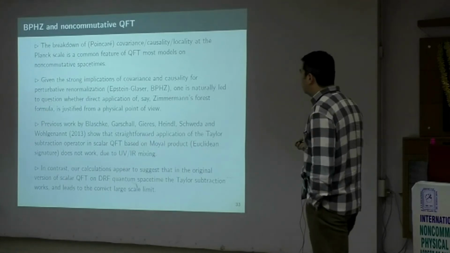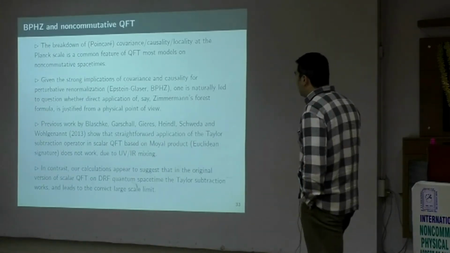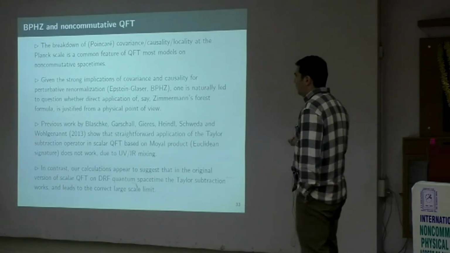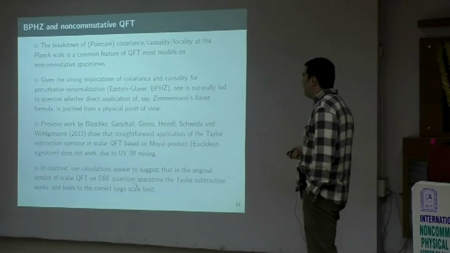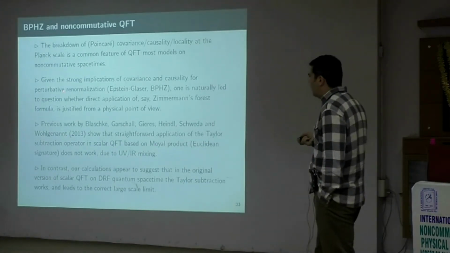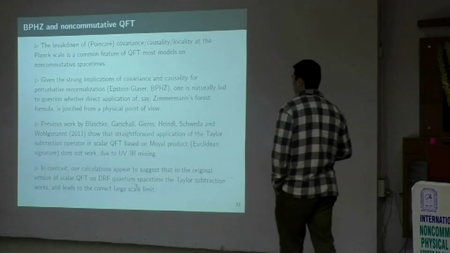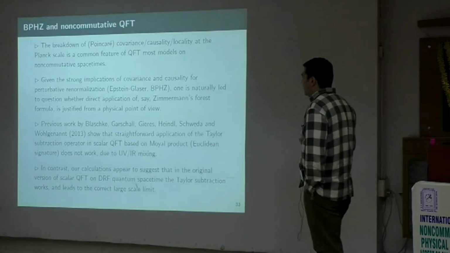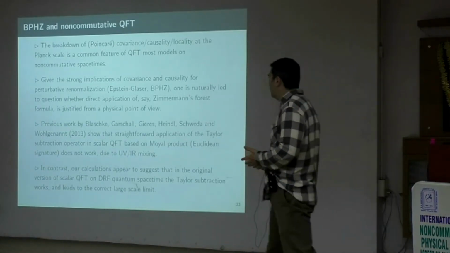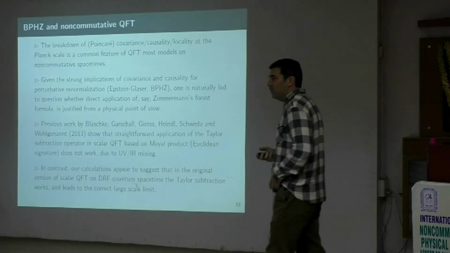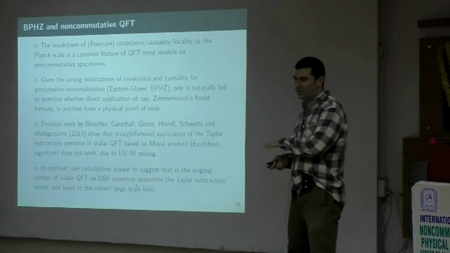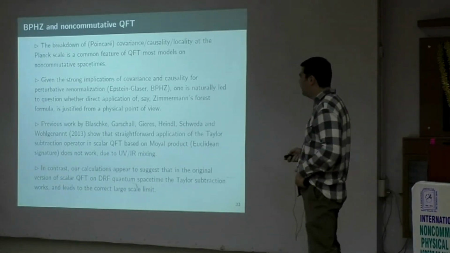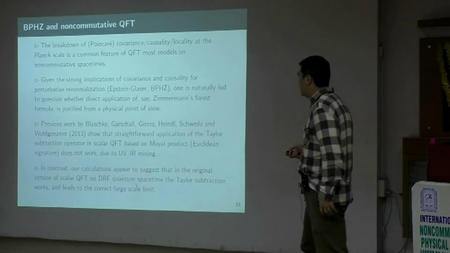So a few comments. This breakdown of Poincare covariance or causality, locality, is a common feature of most models on non-commutative spacetimes, as we all know. Now our motivation: given the strong implications of covariance and causality for perturbative renormalization, one is led to question whether the direct application of the forest formula is justified from a physical point of view. We are not attacking this question, we are just blindly trying to push a calculation to the end and see what we can learn about it.